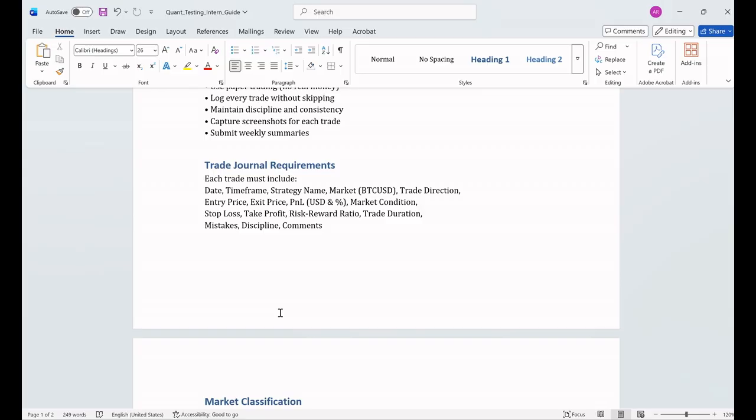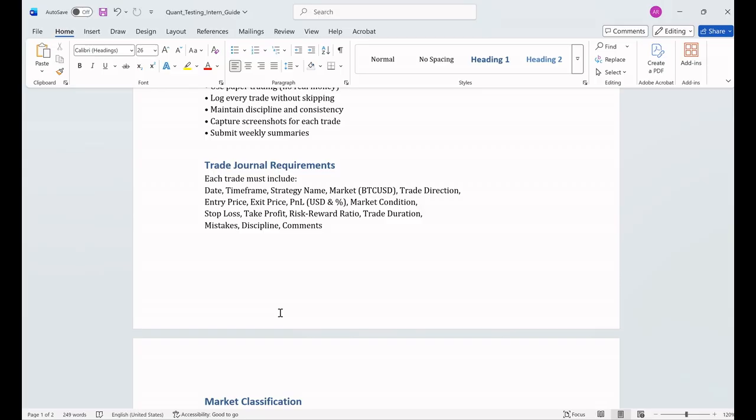Now let us talk about emotional discipline. This is one of the biggest challenges in trading. Even though this is paper trading, you will still experience emotions. You may feel fear, hesitation, excitement, or frustration. But during this internship, you must not let emotions influence your decisions.